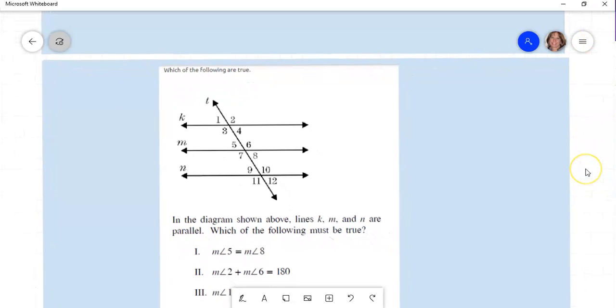this one. We are wanting to identify which of the following statements are true. We are also given that in the diagram the lines K, M, and N are parallel. So we know that there are several angle relationships that we can develop from parallel lines being cut by a transversal. So we want to take all of those into consideration. But we are missing a few things here, so I want to make sure that we look at it in a different way.